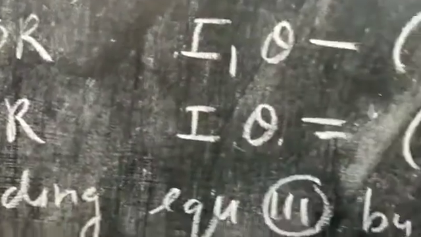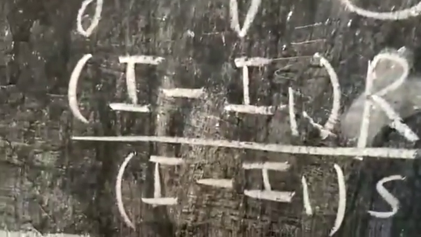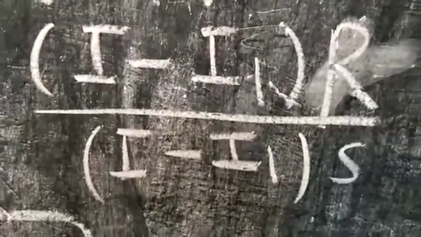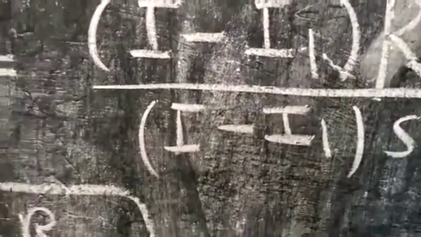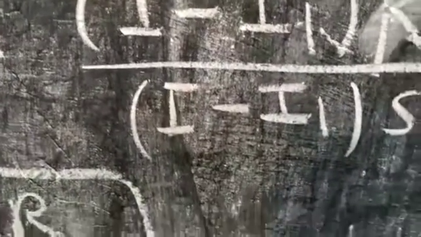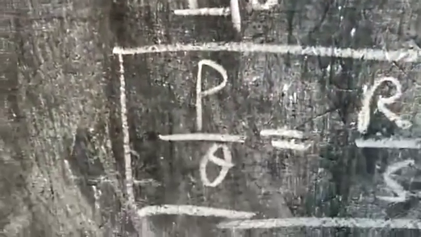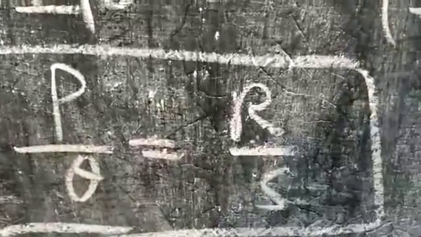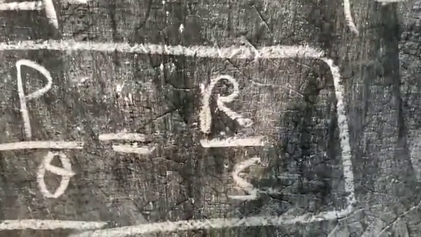This is equation number 4. Dividing equation number 3 by equation number 4, we get I1 P upon I1 Q is equal to (I minus I1) R divided by (I minus I1) S. I minus I1 cancels out and I1 cancels out, then we get P upon Q is equal to R upon S. So this is the proof of the Wheatstone bridge principle.